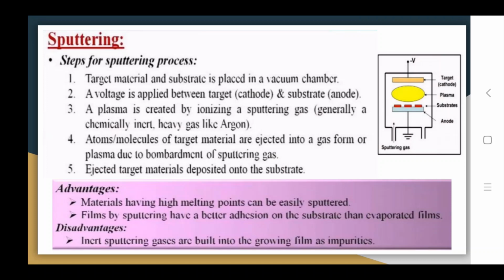Then what are the advantages? Materials having a high melting point can be easily sputtered. Films by sputtering also have better adhesion on the substrate than evaporated films. Disadvantages: inert sputtering gases are built into the growing film as impurities, so it can create certain kinds of impurities too. But overall, the sputtering technique is good, it is cheap, and it is less time consuming. Okay, so this is about the sputtering technique.